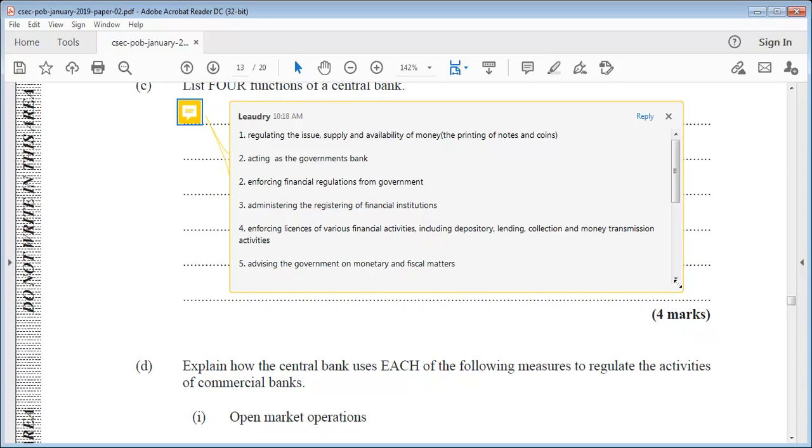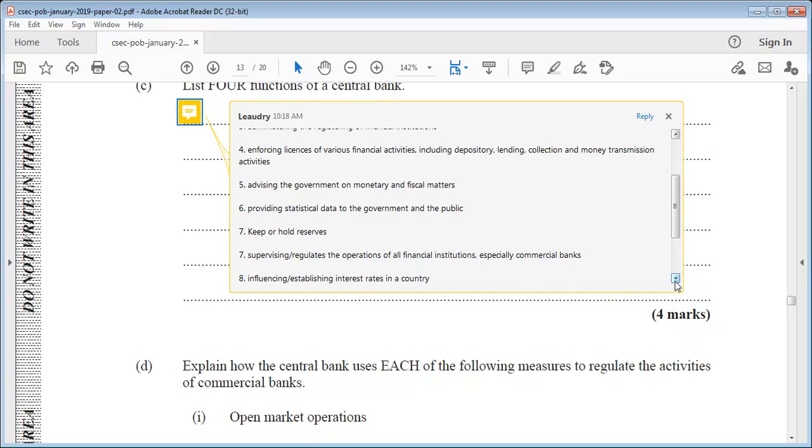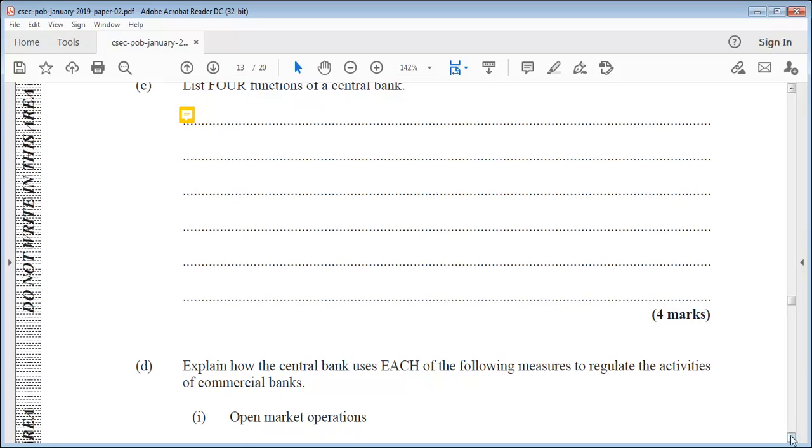6, advising the government on monetary and fiscal matters. 7, providing statistical data to the government and the public. 8, keep or hold reserves. 9, supervising or regulates the operations of all financial institutions, especially commercial banks. And 10, influencing or establishing interest rates in a country. So any 4 from the list and you would be awarded your 4 marks. Let's go on to the D part.